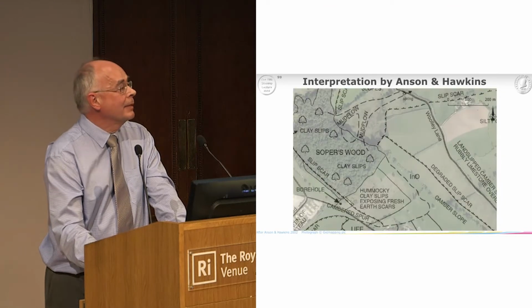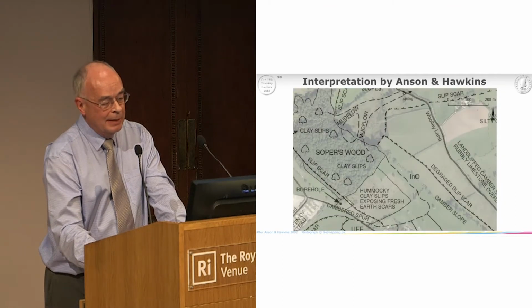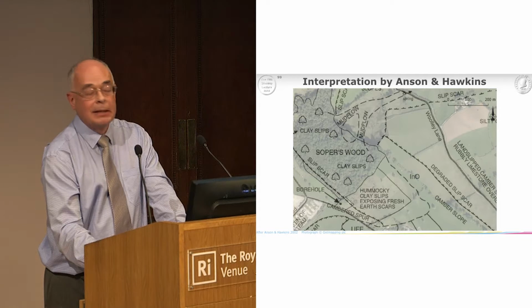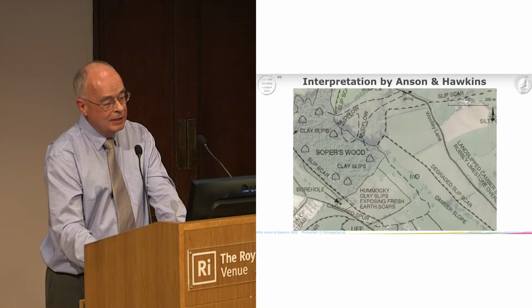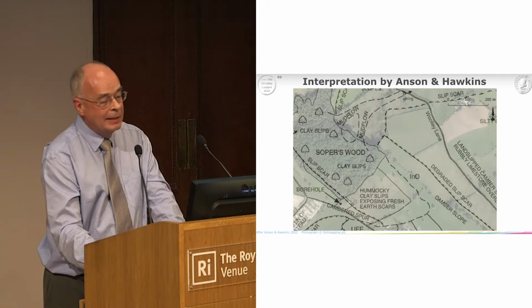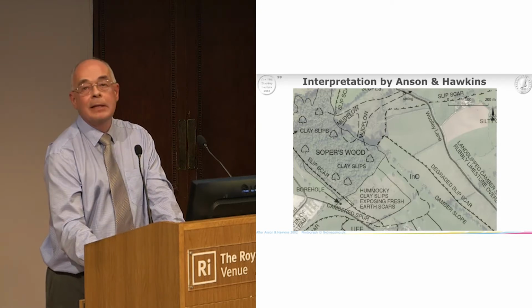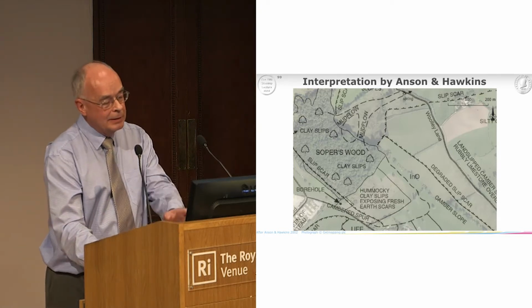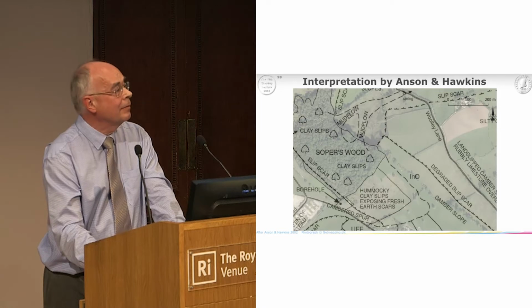Even Anson and Hawkins, when they published a sort of reconnaissance map, didn't give you a lot more information. It said clay slips in Soapers Wood, shows a little slip scar at the back, and a nice big couple of mud flows coming out of the northeast, and the hummocks that we've seen on the southern field.